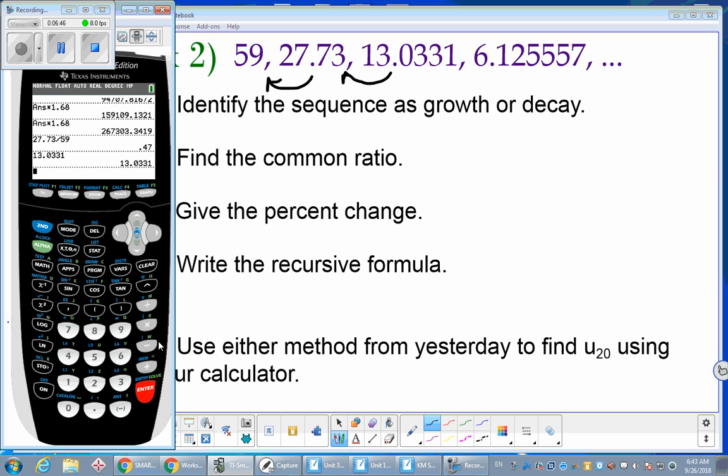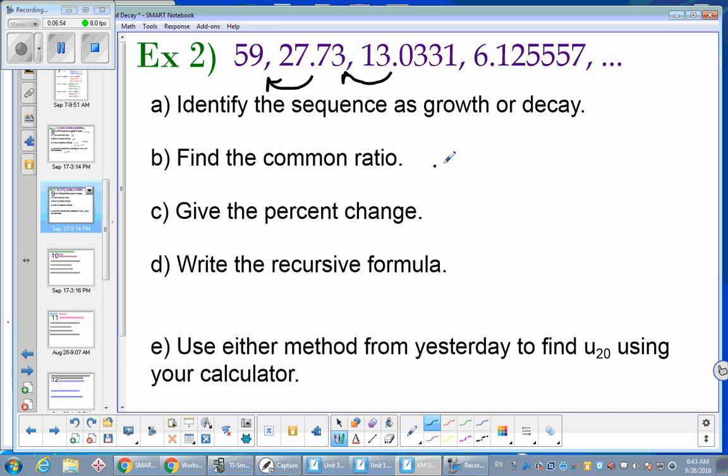I typed that in wrong. All right, so I get 0.47 for my ratio, which means it's decay, which I can tell just by looking it's going down. So if I kept 47%, then I lost, don't mind that point, I lost 53%. All right, so recursive formula again is U1 equals Un minus 1.